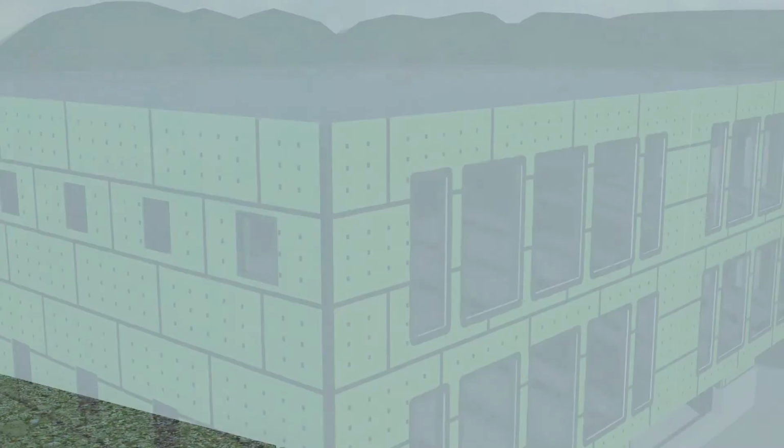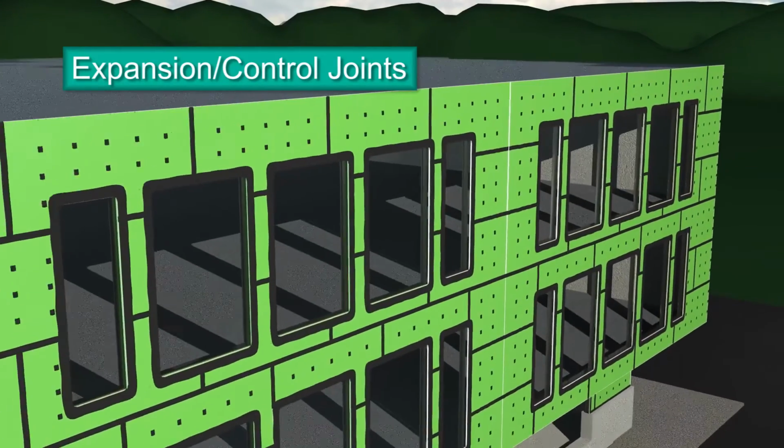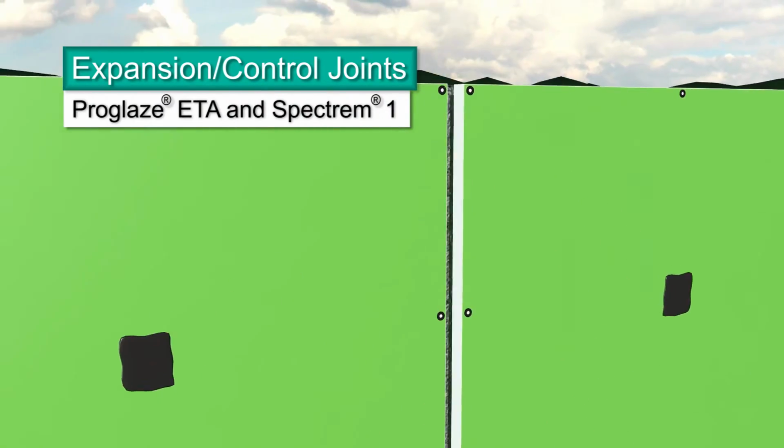Detailing expansion joints with brake metal and Dimonic 100 is one option. Using ProGlaze ETA connections and Spectrum 1 is a second option.